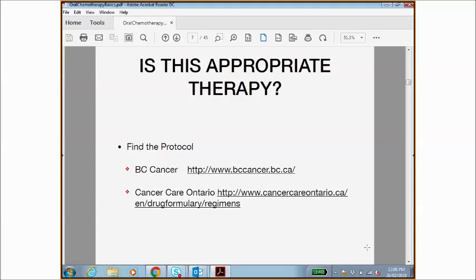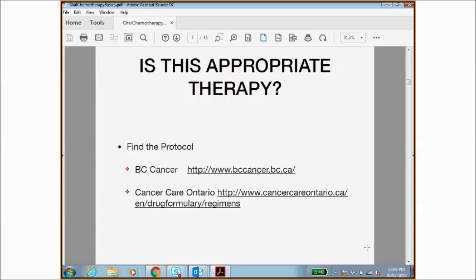So we want to know, is this therapy appropriate? And so we'll look at the protocol. For the people that work at the regional, if you're screening or that sort of thing, you can always look on I3 and you can find the actual protocol note if you want to double check what it is, if you want to double check the height and weight and that sort of thing. But if you look under BC Cancer, and I've listed the website there, there will be the cancer protocols. So you find the appropriate one.